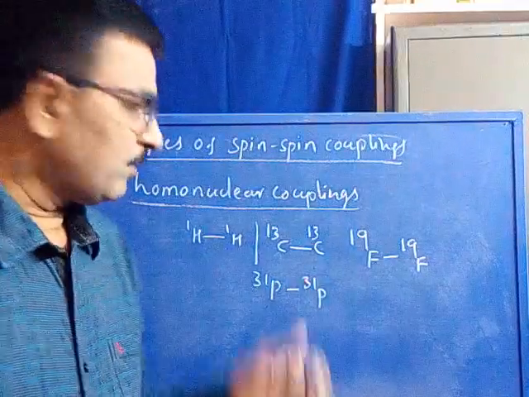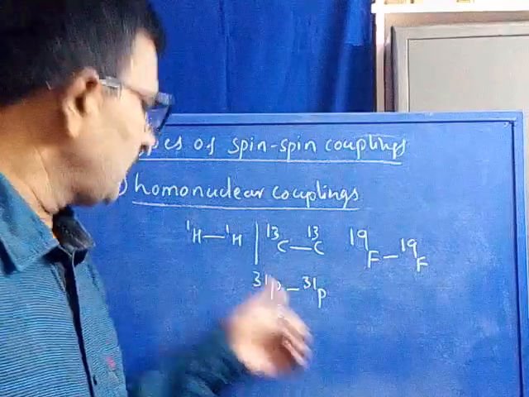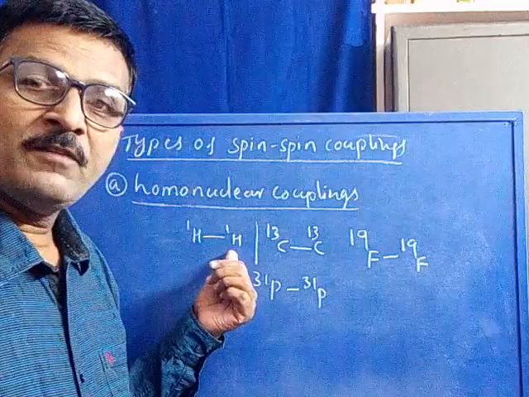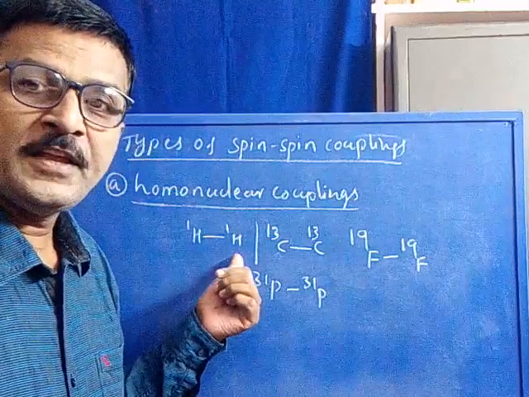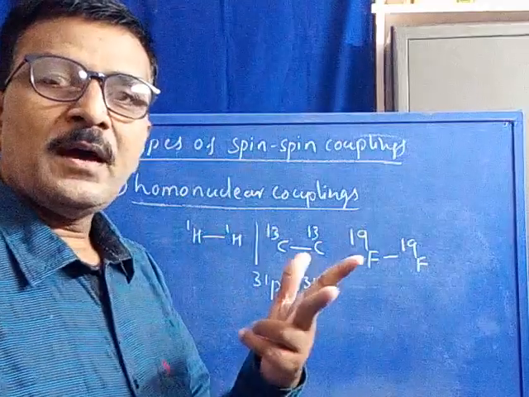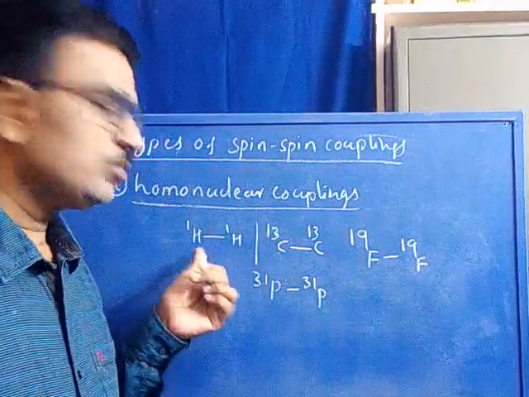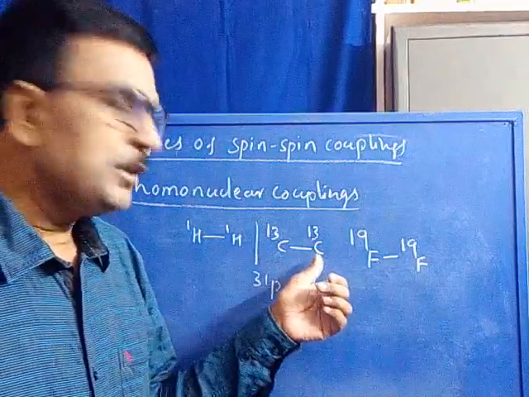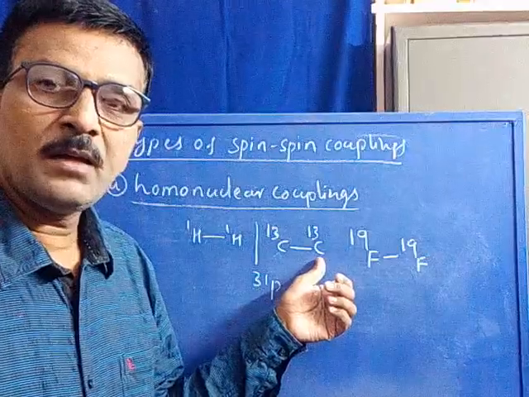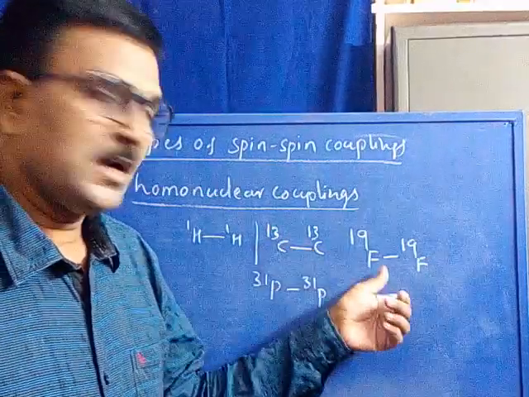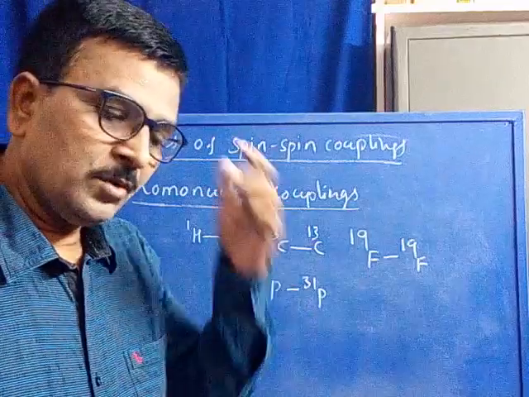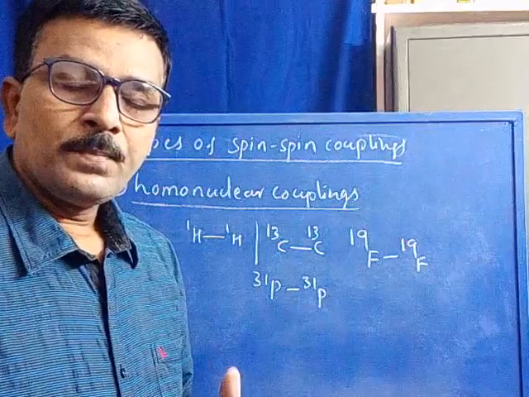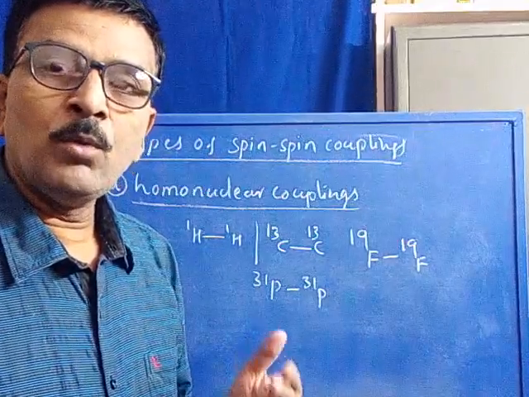Now in all these examples, in the first example, the spin-spin coupling involves the nuclei of this hydrogen and the nuclei of this hydrogen. So the nuclei involved in the spin-spin coupling belong to both hydrogens, homonuclear. Or in the second example, the nuclei involved in the coupling belong to carbon, both are carbons, or both are fluorine, or both are phosphorus. So the interaction between the nuclei of similar atoms is known as homonuclear couplings.